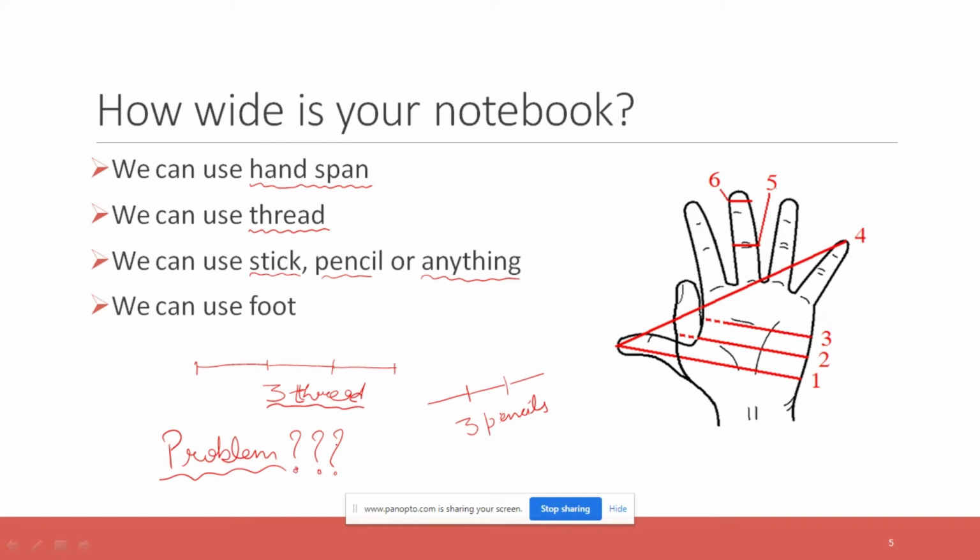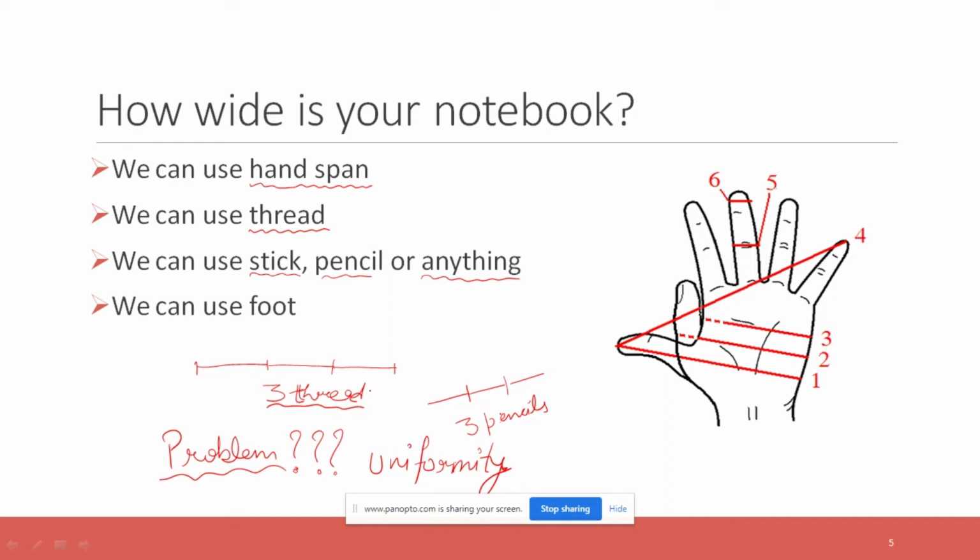The basic problem is uniformity. What is the basic problem? It is about uniformity. Uniformity means there will be differences in the measurement values.